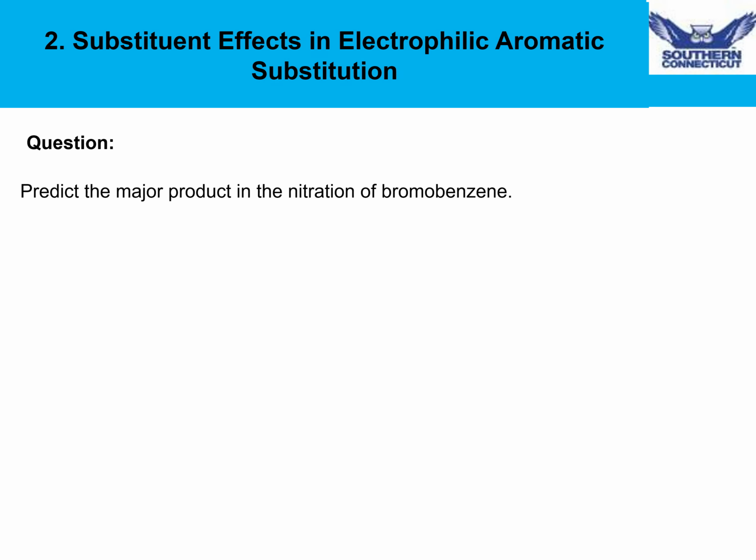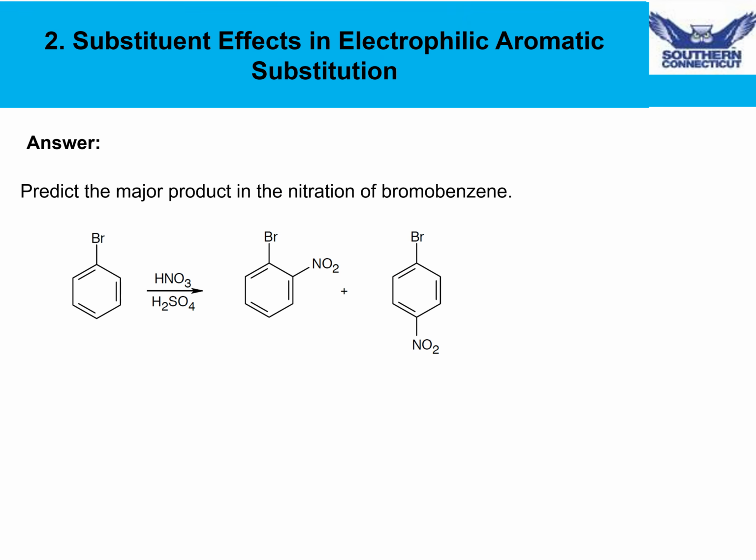In this question, we're going to try to predict the major product from the nitration of bromobenzene. Bromobenzene has a weak deactivating group, which is an ortho-para directing group. So when we do a nitration of bromobenzene, we should expect primarily ortho and para substitution. Since the nitro group and the bromine are relatively small, I would suspect that the ortho substituted product will probably be the major product.